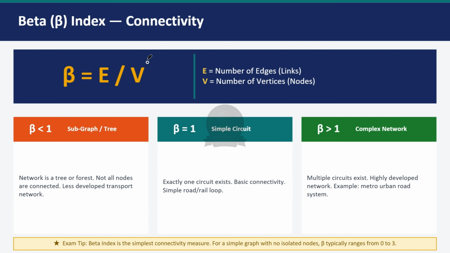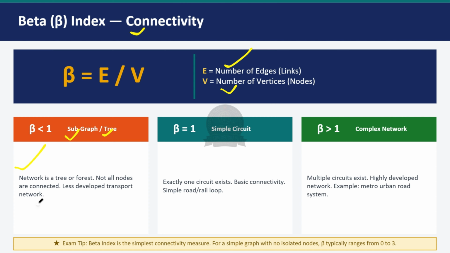Beta index, that means connectivity. Beta is equal to E divided by V. E is equal to the number of edges, that is links. V is equal to the number of vertices, that is nodes. If the beta index is less than 1, that is a subgraph or tree, that means the network is a tree or forest. Not all nodes are connected.